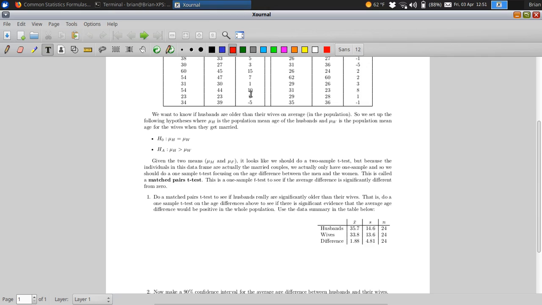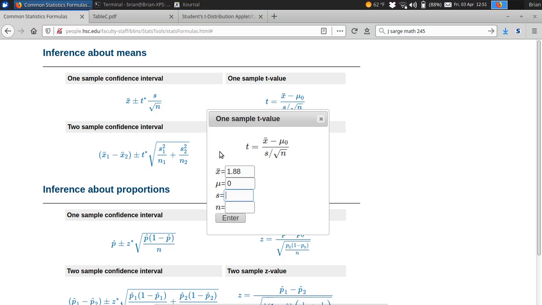You just take the column of all the differences and ask Excel what the standard deviation is. I did that, and I got 4.81, so I'll put that in here, 4.81, and then finally the sample size. Well, there were 24 couples. That's my sample size. Hit enter. There's the t-value, 1.9148. And once you have your t-value, you can just copy this into the app and see what the corresponding p-value is.